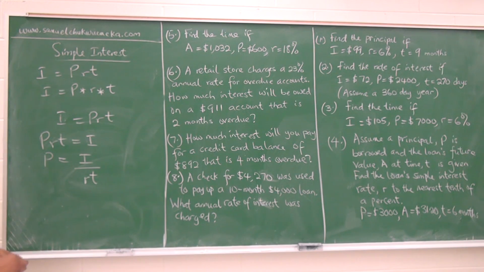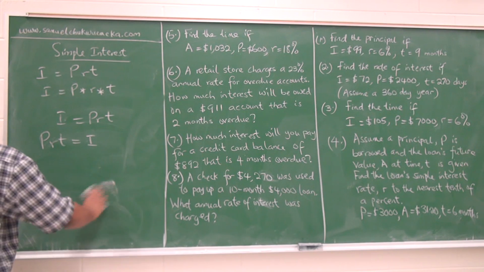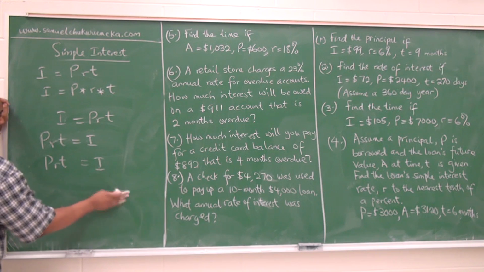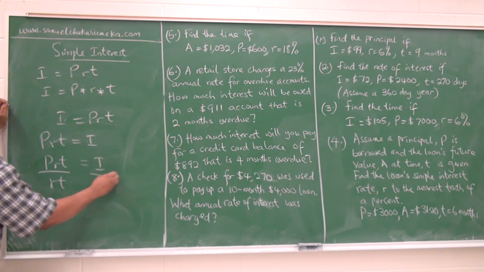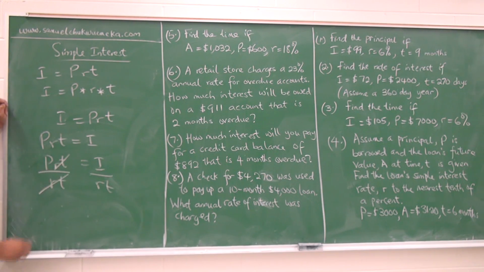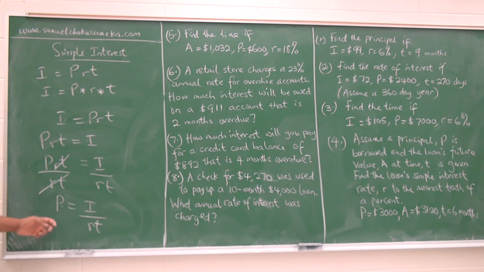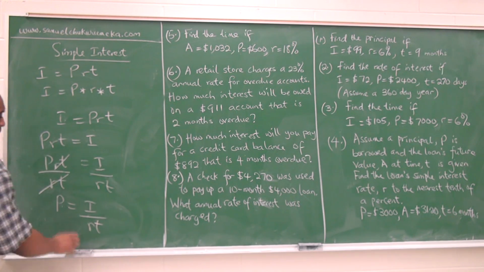When you divide both sides by R T, that's why I say literal equations are important, because some folks will ask me, how did I get that? This will cross out. So P will be I divided by R T. Please view that video on literal equations. It's very important, because I won't have the time to do all these steps. You divide both sides by R T. So this is the formula for our principal.